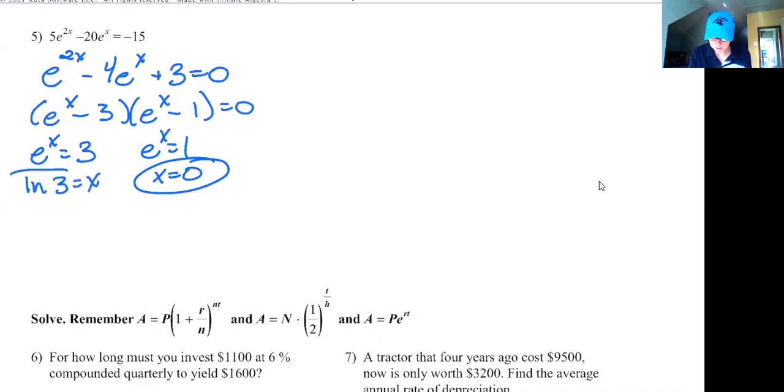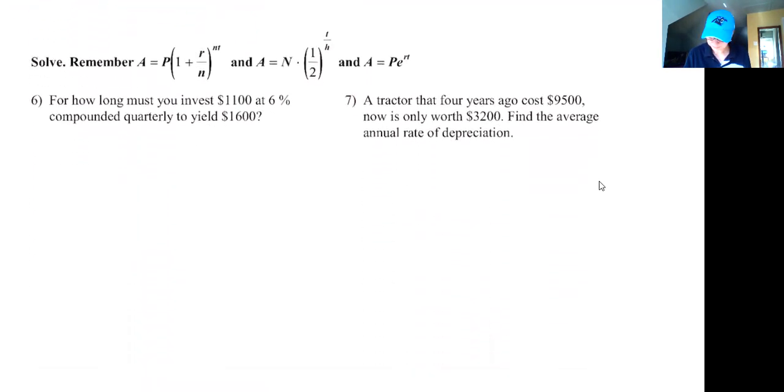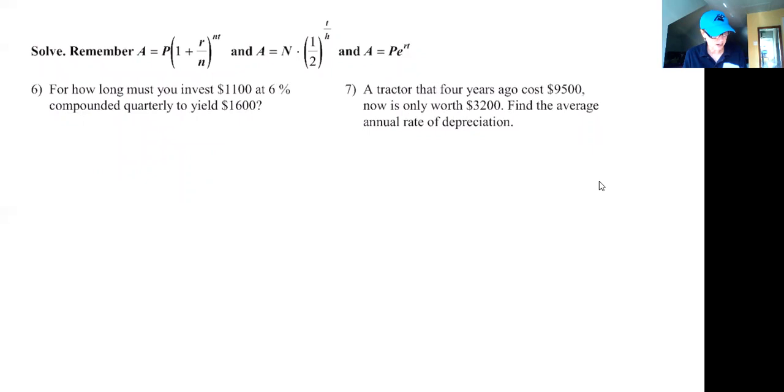And you can leave your answer like that for me, natural log of 3, totally fine. Or if you want to, you pop it into your handy dandy calculator, I think it's 1.10, which is equal to x. But whatever, either is fine with me. Okay, moving along. Number 6, 7, 8, and 9, I have some formulas. First is the compound interest formula. The second one is the half-life formula. And the third one is continuous interest. I need to make sure that I use the proper equation for what I'm figuring out.